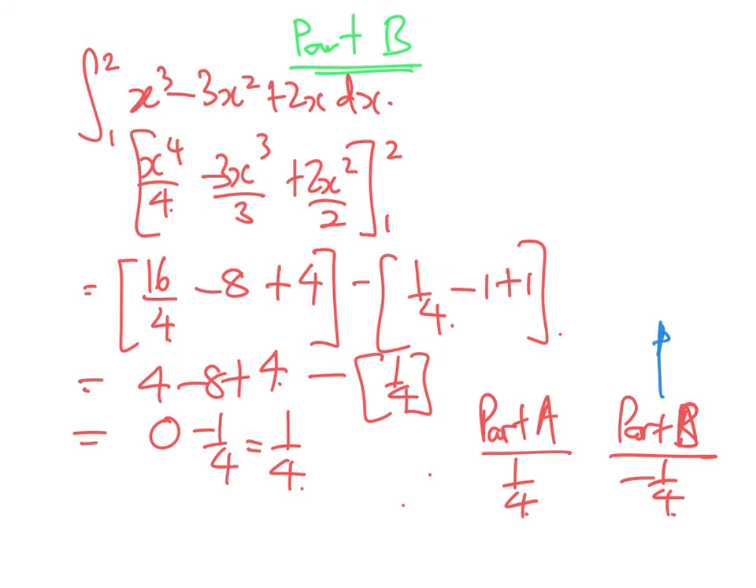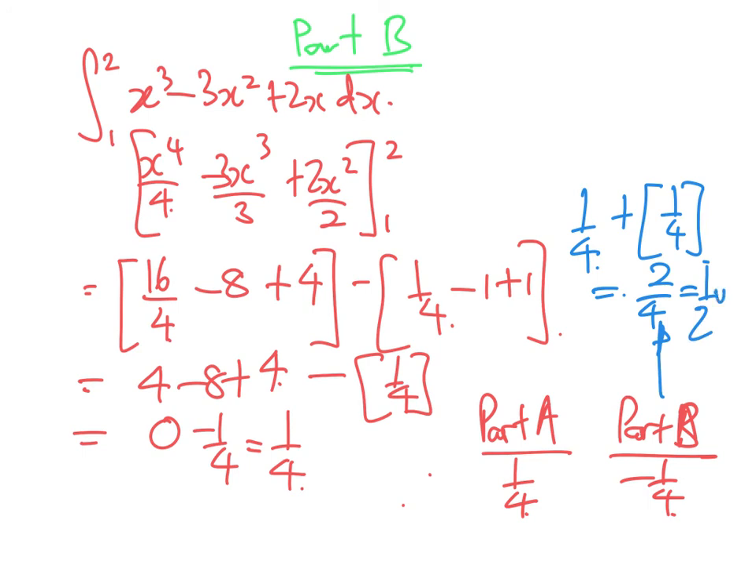So what you can do here is change this. I'm going to continue here. Change it to positive 1 over 4 plus, instead of negative 1 over 4, you change it to positive 1 over 4, and our answer will be 2 over 4, which is the same as 1 over 2 unit square.